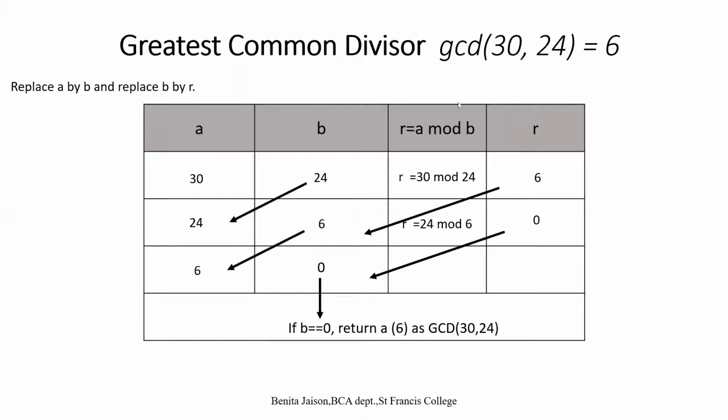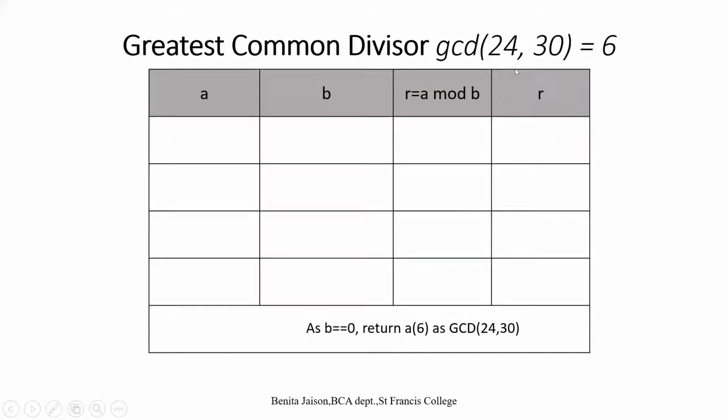Okay. So in this example, we saw that the GCD of 30 and 24 is 6. Now I'm moving on to the next slide, in which we are finding the GCD of the same numbers 30 and 24, but I'm giving the A value as 24 and the B value as 30. Listen here, you know that the GCD of 24 and 30 will be 6. Whatever the order, the GCD will be 6. Now we will see how it is done.